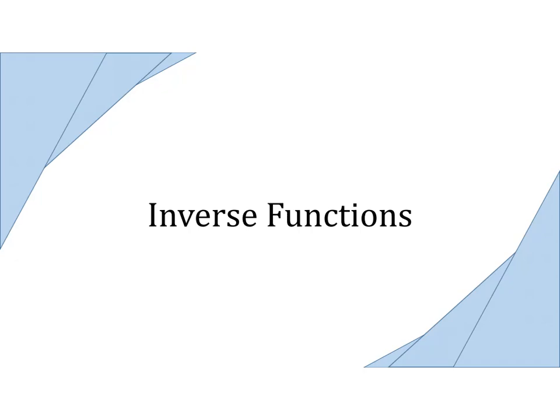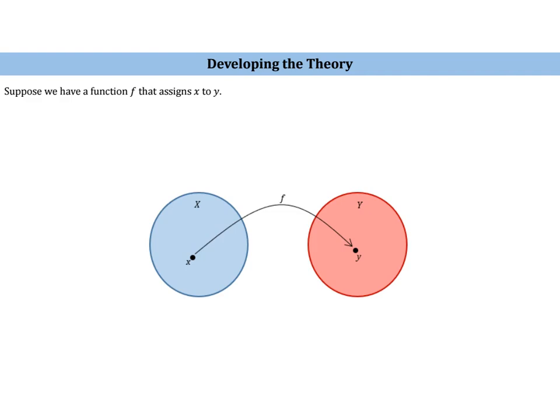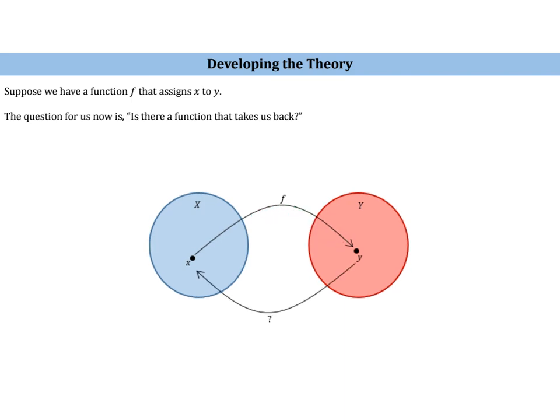So now that we have talked about composition of functions, and we've also talked about one-to-one functions, we can look at the topic of inverse functions. So the question is, suppose that we have a function that takes an x value to a y value. The question that becomes necessary for us to ask is, is there a function that takes us back?